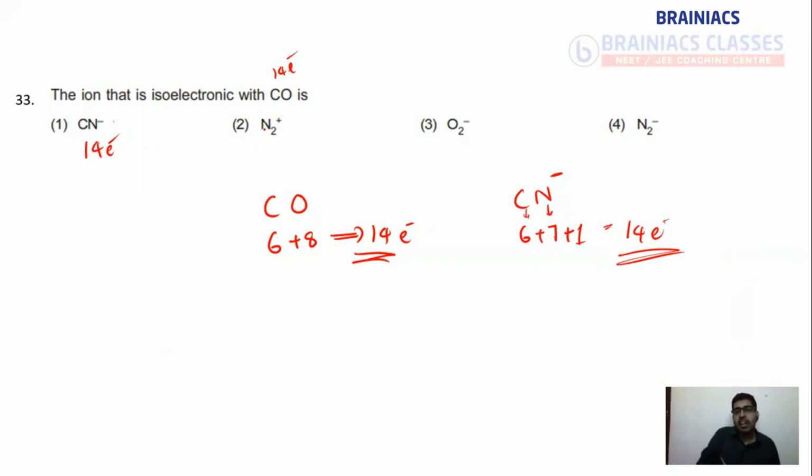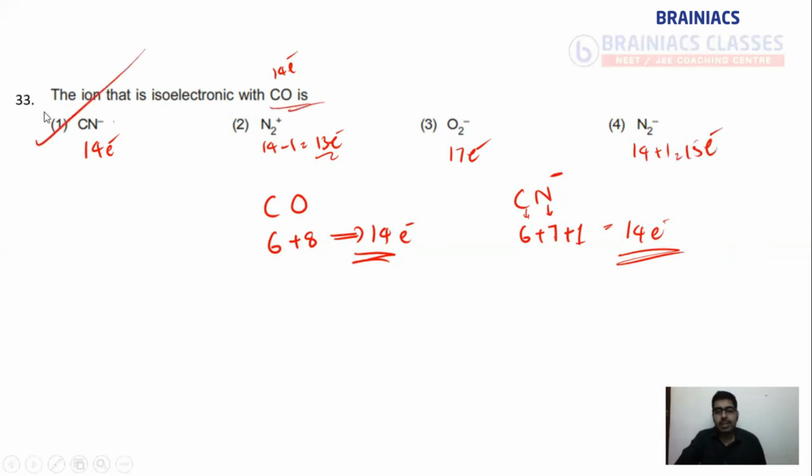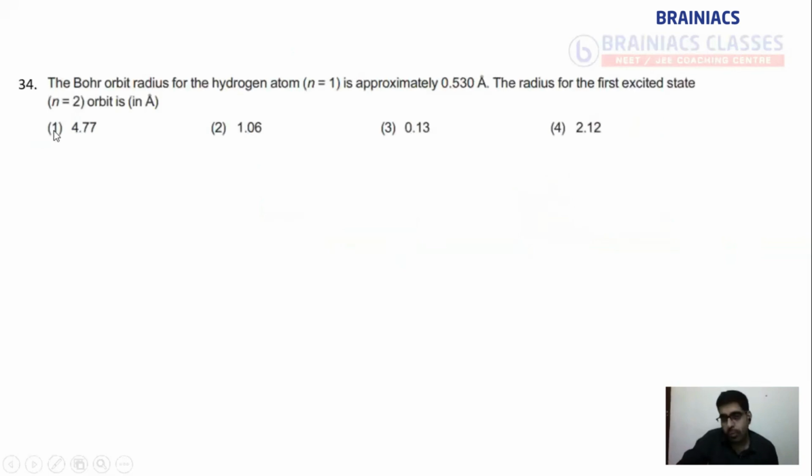Now N2 plus. N2 has 14 electrons, plus means you have to remove one electron. So 14 minus 1, only 13 electrons. O2 minus: 1 oxygen 8 electrons, 2 oxygens 16, minus means one more electron, that is 17 electrons. N2 minus: nitrogen 7, 2 nitrogens 14 electrons, one negative charge means you add one more electron, that is 15 electrons. So CO is isoelectronic with CN minus. I think it's clear.